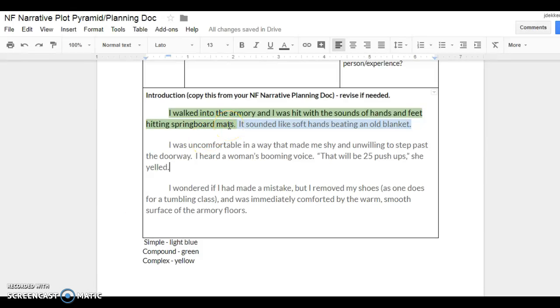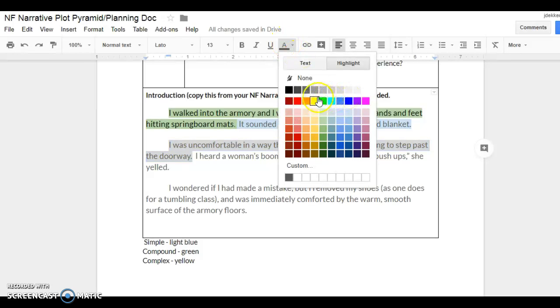So now that I've reflected, I can see that "I was uncomfortable in a way that made me shy" is an independent clause, and after the conjunction, "unwilling to step past the doorway" is a dependent clause. So I know automatically that that has to be a complex sentence, because if we're looking for simple, compound, or complex, we know that complex sentences are the only ones of those three that have a dependent clause. So I'm going to highlight that, and it is the color yellow.